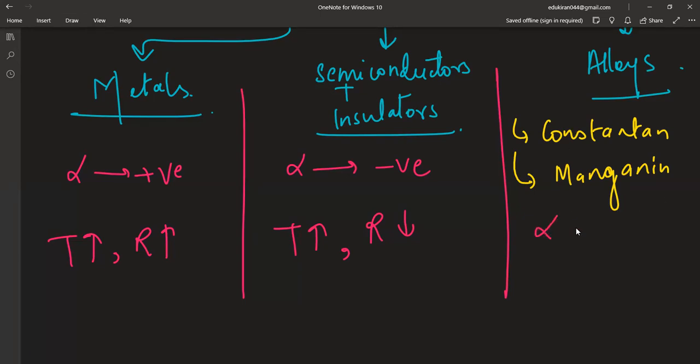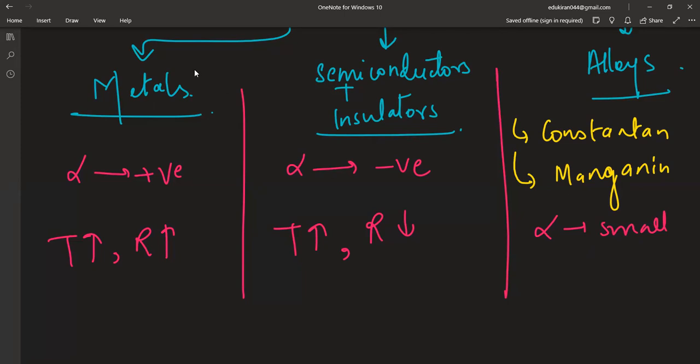And alpha is very small for alloys. It's very small. That's why they are used as standards for making the resistors. The rest of the graphs which we have seen, definitely that you have to do. But these are the basics.